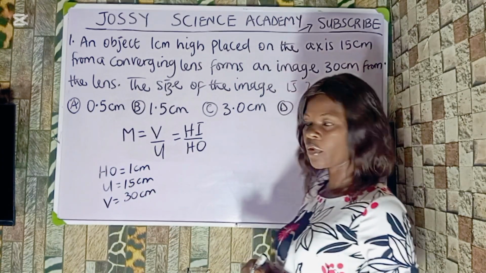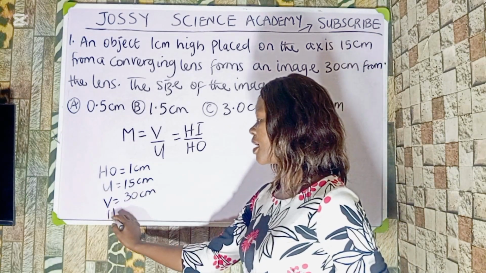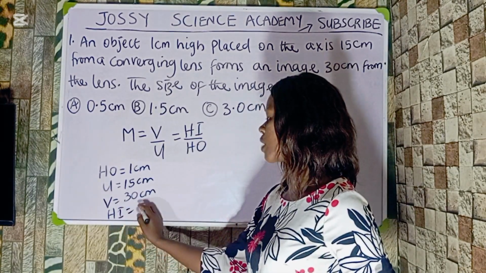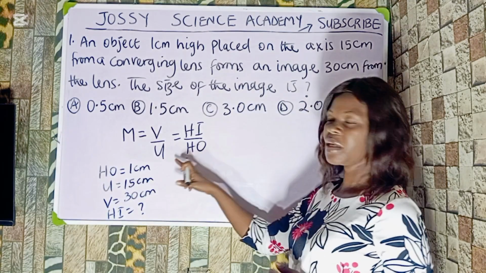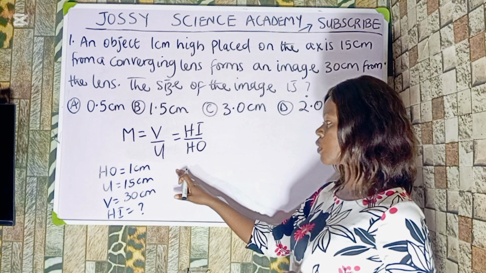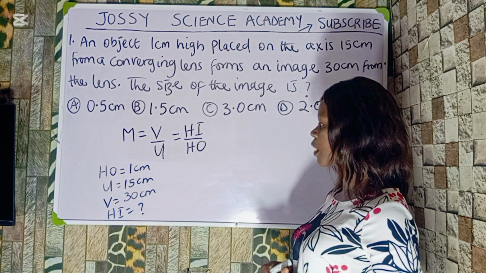Now what are we looking for? We are looking for the height of the image. So you can say height of the image is what we are looking for, okay? Now using the magnification formula, which says what? Image distance over object distance equals what? The image height over object height.